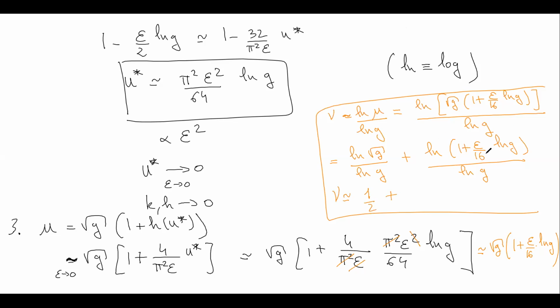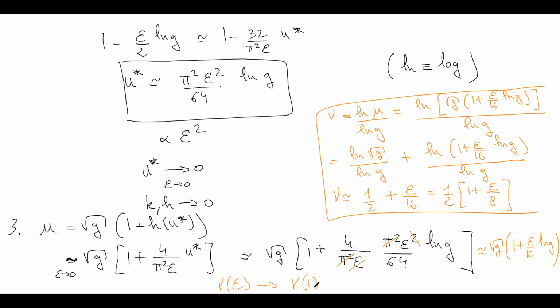Let me Taylor expand. The first order term is epsilon over 16 times log g divided by log g, so plus epsilon over 16. So stated differently, this is 1/2 times 1 plus epsilon over 8. Okay. So I found an expression for nu of epsilon. And so I can now evaluate, extrapolate this expression.